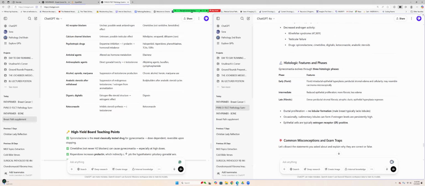Gynecomastia involves three histologic phases. One, early florid phase. Two, intermediate phase. Three, late fibrotic phase. So describe the histologic features of the early florid phase of gynecomastia. Florid intraductal hyperplasia, periductal stroma, edema. That's similar to the one we saw in that diagram. Periductal stroma, intraductal hyperplasia.